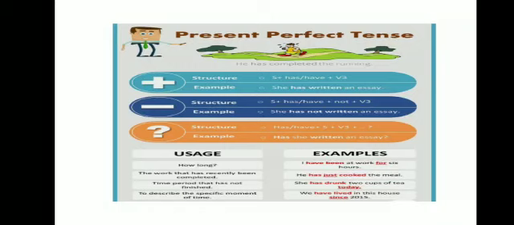Okay, some examples are, I have been at work for 6 hours. He has just cooked the meal. She has drunk 2 cups of tea today. We have lived in this house since 2015. So, with singular we will put has, and with plural we will put have.